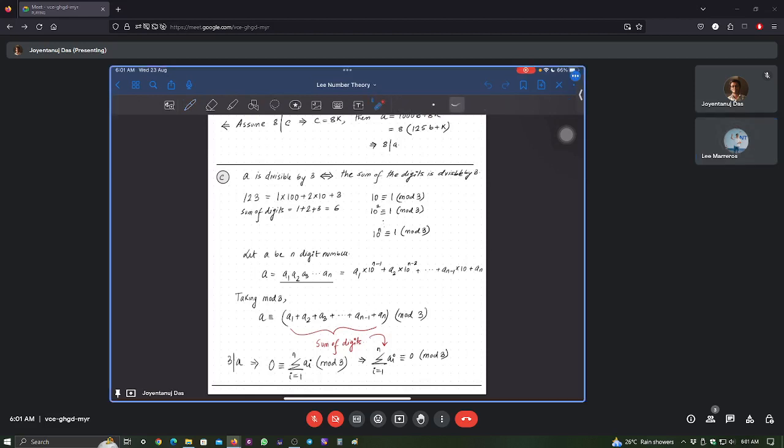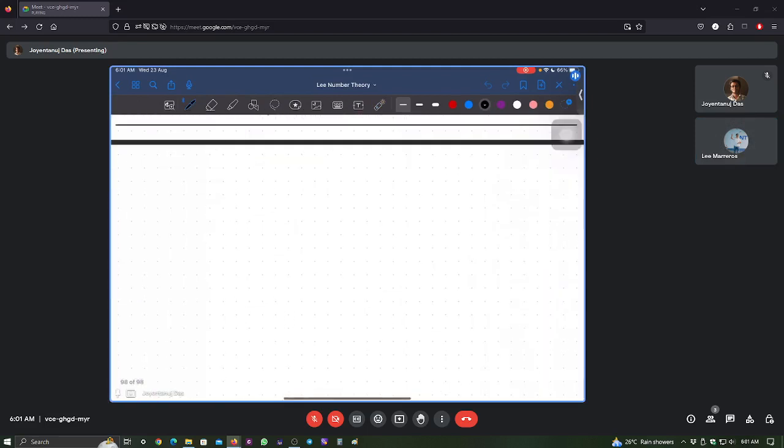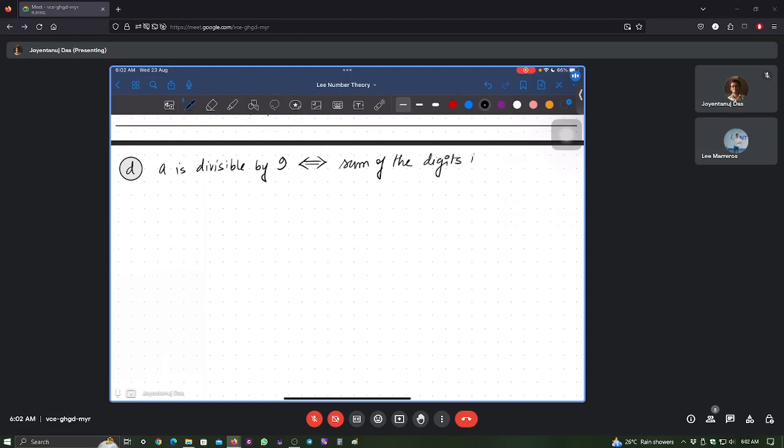So the next one is similar, but the divisibility rule is for 9. The statement is: a is divisible by 9 if and only if the sum of the digits is divisible by 9. Right. So how will you do it? Tell me.